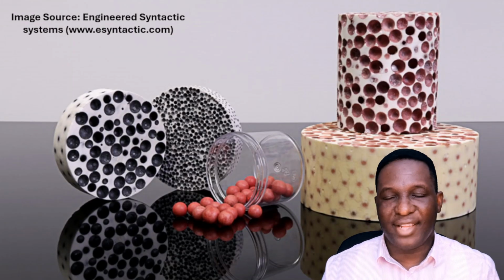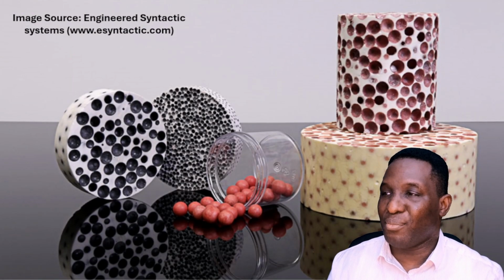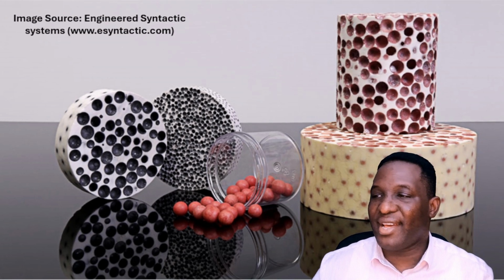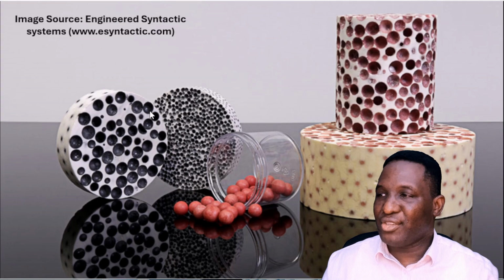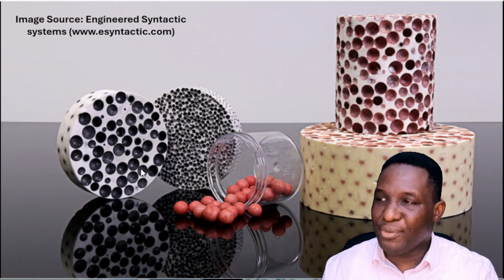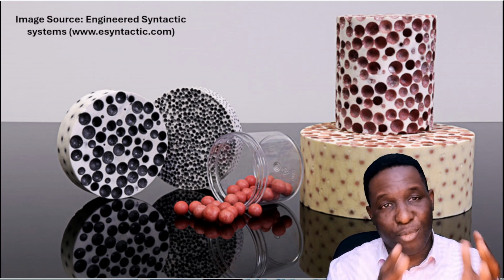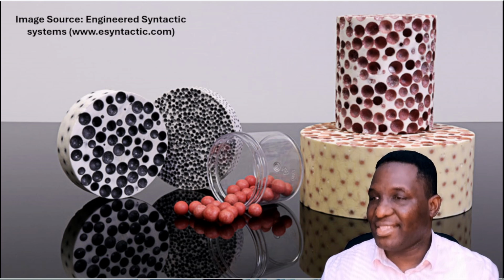So this is an example of what a microcapsule could look like, what a syntactic foam could look like. Essentially what you see here are the spheres that are bound together within a matrix medium. And so you've got this random distribution of spheres. They could be of different diameters or similar diameters. For this video, we're going to work with a monodisperse diameter, in which case the diameters are exactly the same across the structure.